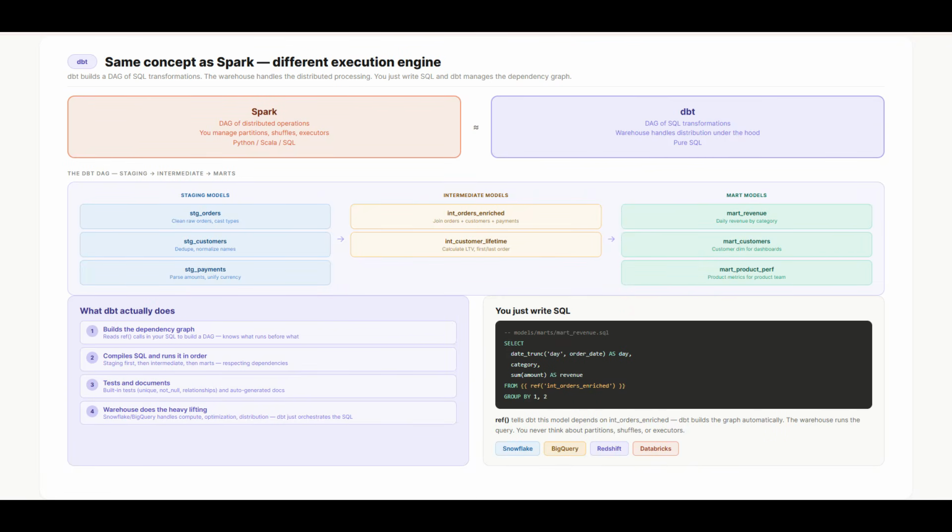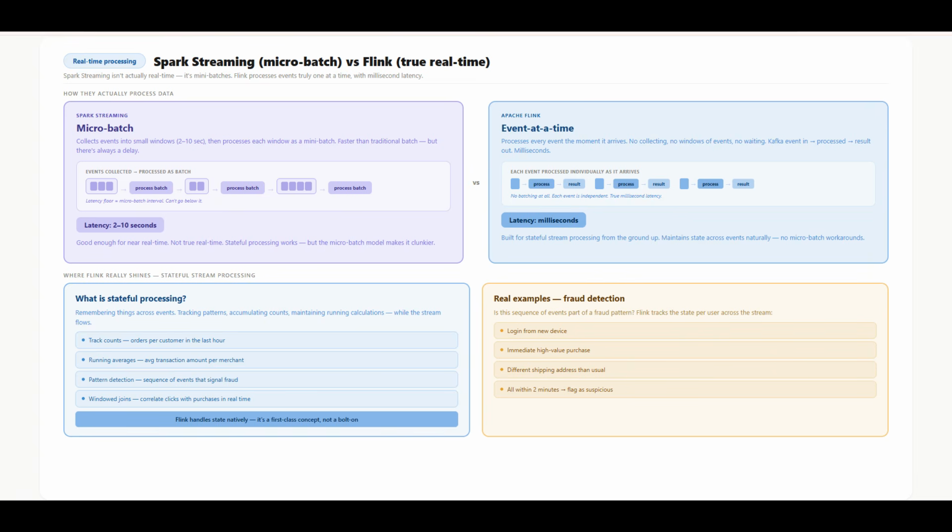Same concept, different execution engine. The warehouse handles the distributed processing under the hood. You just write SQL and dbt manages the dependency graph. Spark is great for batch, but what about when you genuinely need to process data in real time? That's where Apache Flink comes in.